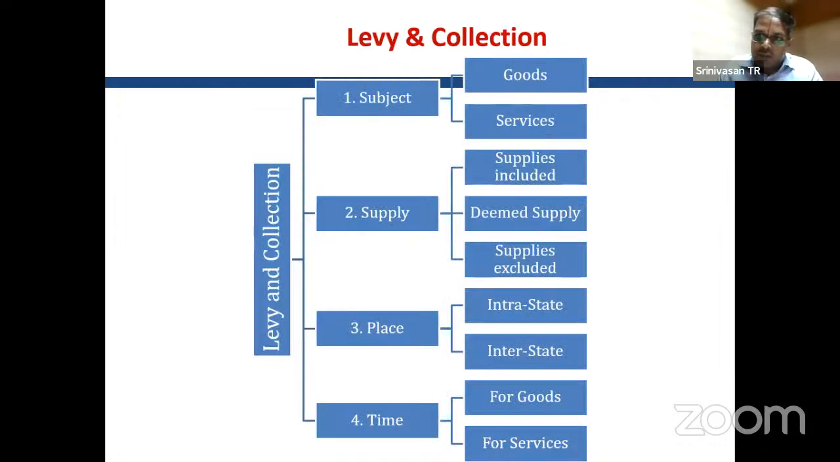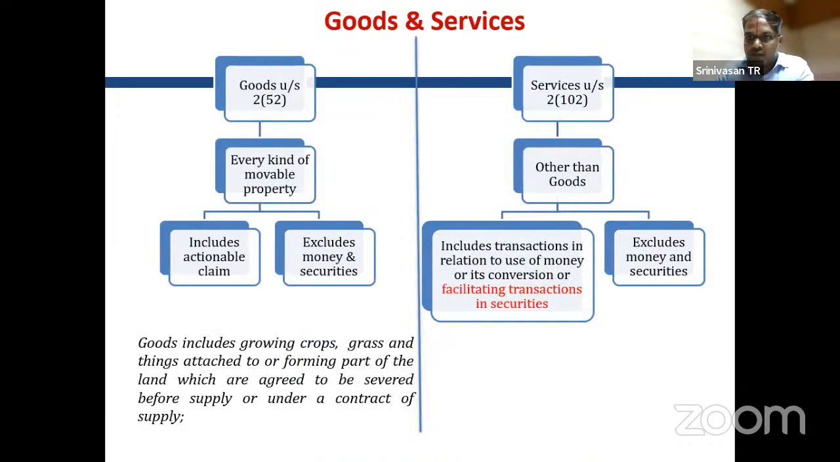Now, some of the questions that come up are what is goods and what is service. This has also been defined in the law, almost similar to the definition of goods in the Sale of Goods Act. Every kind of movable property is goods. So anything which is movable or capable of being moved is considered goods, but it excludes money and securities, that is shares, listed securities, mutual funds, etc. Those are excluded, but every other kind of movable property is goods.